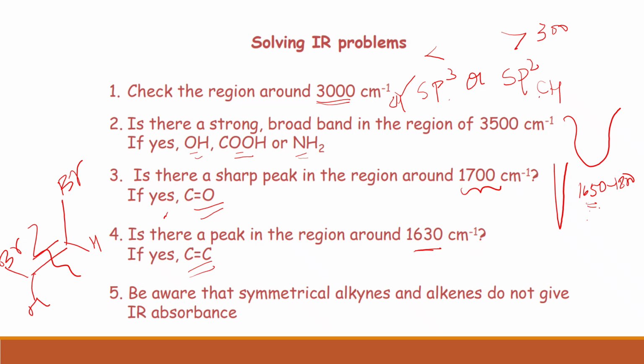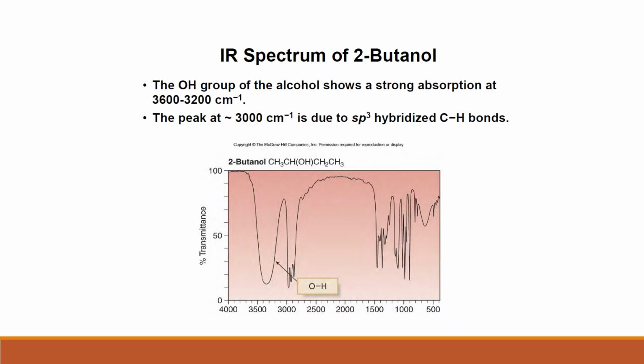So let's take these clues and try to solve a problem now. If you look at the IR spectrum of 2-butanol, first we check around 3000. We see everything less than 3000, so there is sp3, there is no sp2, and we see nothing around 1700, so there is no C double bond O. And we see this broad peak, pretty broad. This indicates that there is an OH peak.